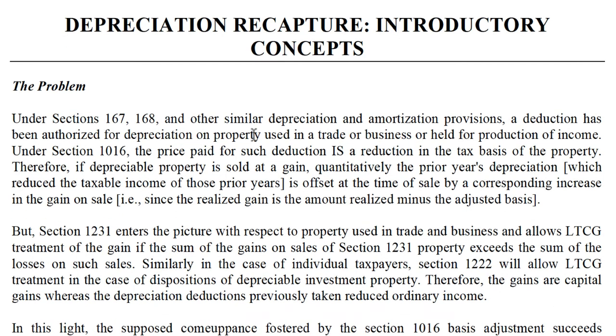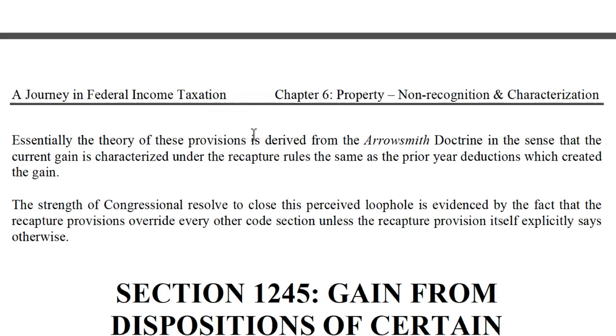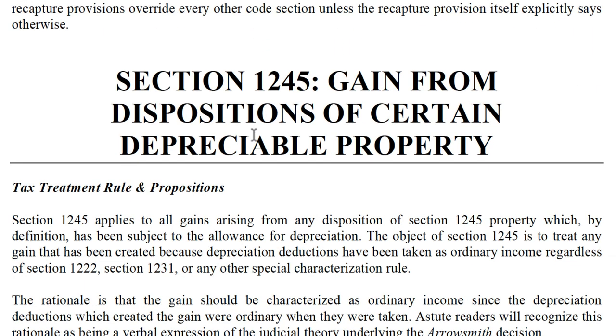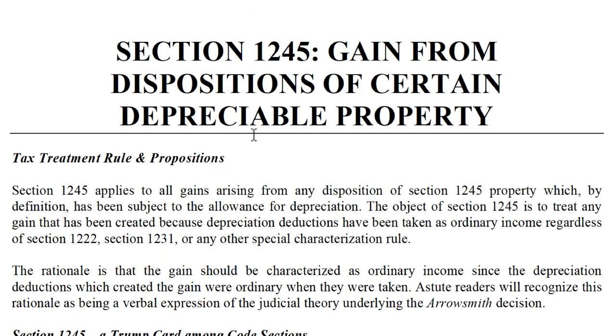Now I want to go to recapture. So the idea of recapture is that you got a benefit in 1 year, okay, that resulted in ordinary. But when you sell the item, it would result in 1231 or capital. That is a mismatch. One of the themes in tax is matching. If you got an ordinary deduction, you should have to recoup ordinary income. And that's exactly what Section 1245 deals with. Section 1245 deals with recapture of depreciable property.